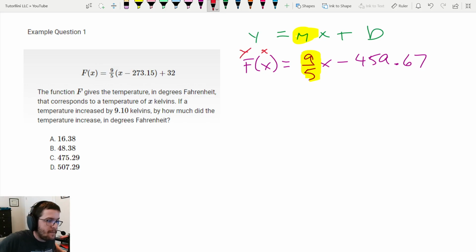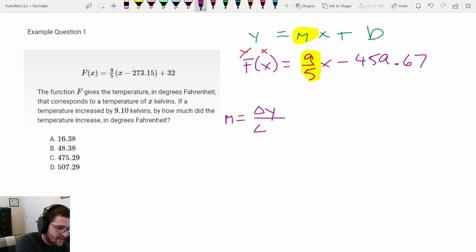Okay, so for this one, slope is delta y over delta x, the change in y over change in x. For this problem, it's not y and x, we use capital F and x. So where y goes, I'm going to put delta f, and for x, I'll just put delta x. And the slope is 9/5.